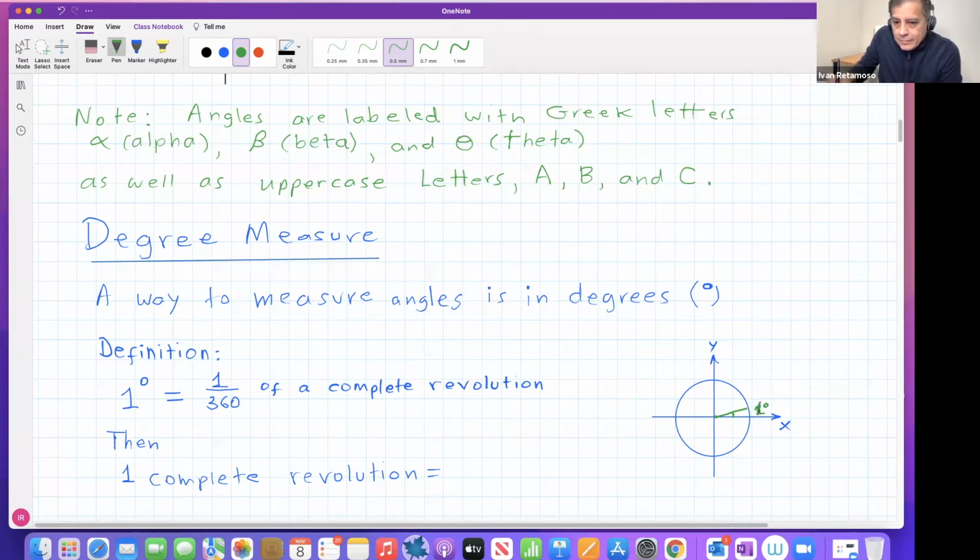All right, so now that we have the representation of a degree, remember, with a little circle on the top, can anyone tell me here, what would represent a complete revolution in degrees? If one slice is 1 degree, what should be a complete revolution? You can write it in the chat, you can say it. In other words, how many degrees is a complete revolution? Okay, a hint, look at this number.